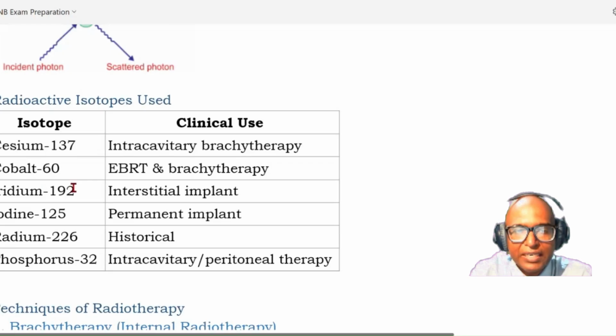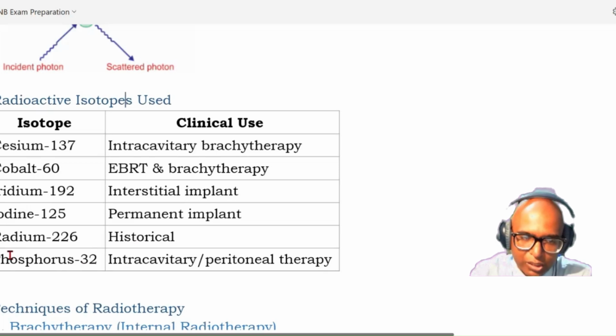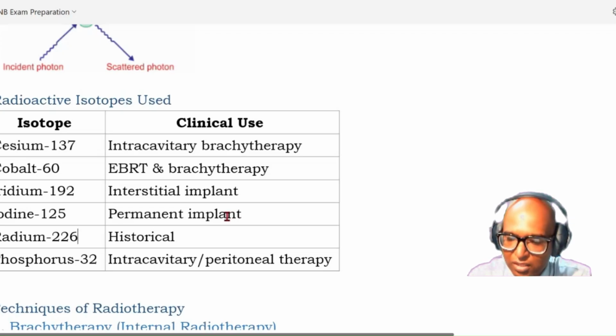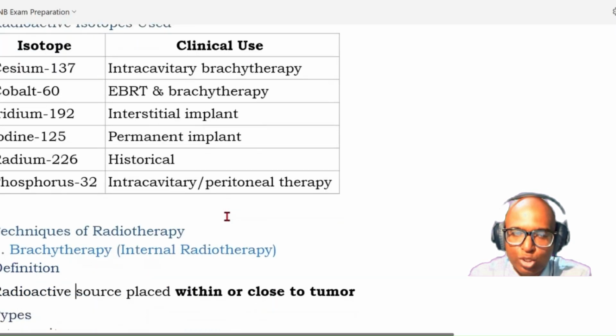Then iridium-192, that is for interstitial implant. Okay, iodine-125 for permanent implant. Radium-226 is not used nowadays, and phosphorus-32. Remember, P for P. Peritoneal therapy is given with the help of phosphorus-32. Okay, iridium is for interstitial, cobalt is for both, and cesium-137 is for intracavitary brachytherapy. Okay, so these are the few examples which you should mention.